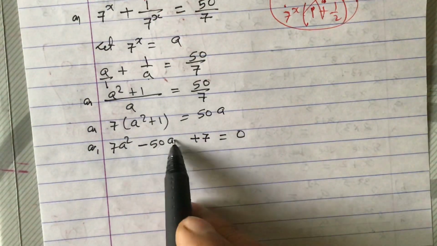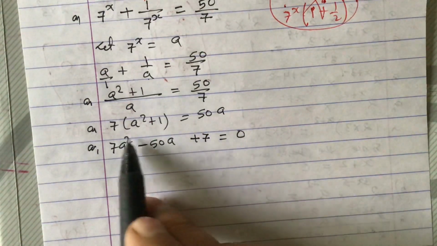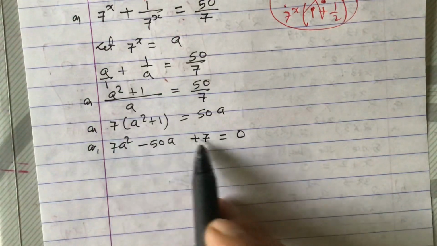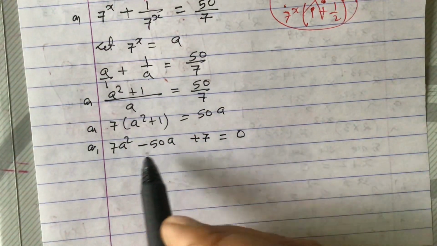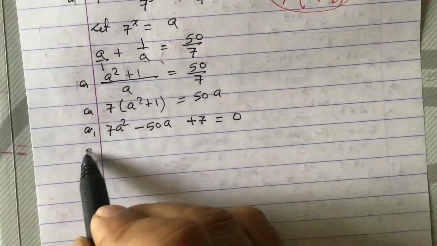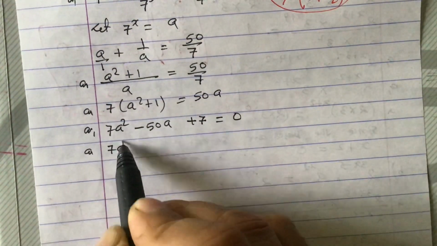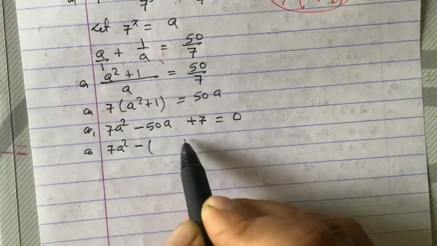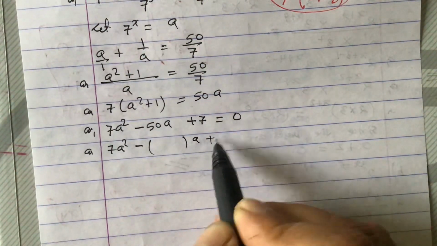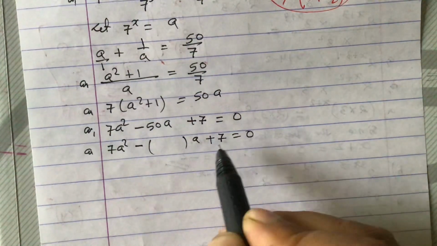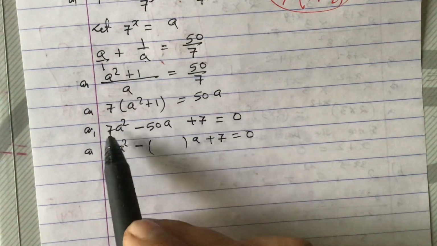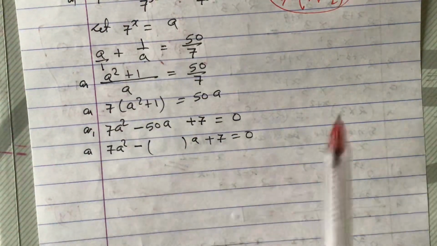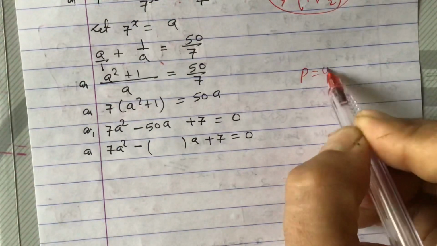So a square, a 1, look at it. In the descending order of power we are arranging, in the standard form of polynomial. So let us break this one: 7a square as it is, minus 50a we need to break, and then plus 7 as it is, equals to 0. While breaking, product is 7 times 7. 7 7s are 49. So product p equals 49.